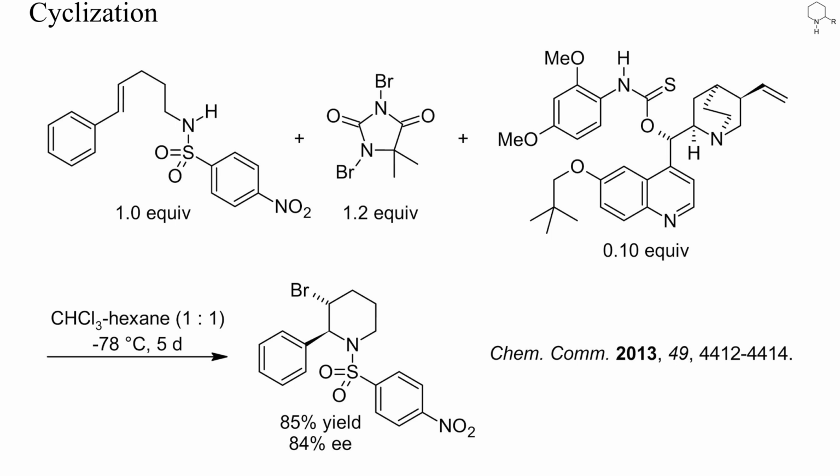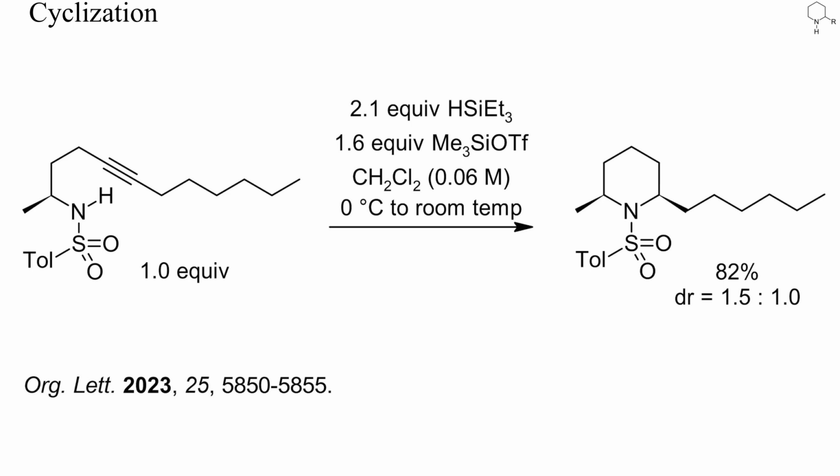Protected pentenyl amines can be cyclized by treatment with electrophilic halogenating reagents. In this example, such a reaction was conducted in the presence of 10% of a quinine derivative, and the cyclization proceeded with moderate enantioselectivity. The product was converted stereoselectively into a 3-phenyl piperidine by treatment with silver salts. Also protected pentynyl amines can be cyclized. Here the intermediate enamine was reduced to the final piperidine with triethylsilane and trialkylsilyl triflate.